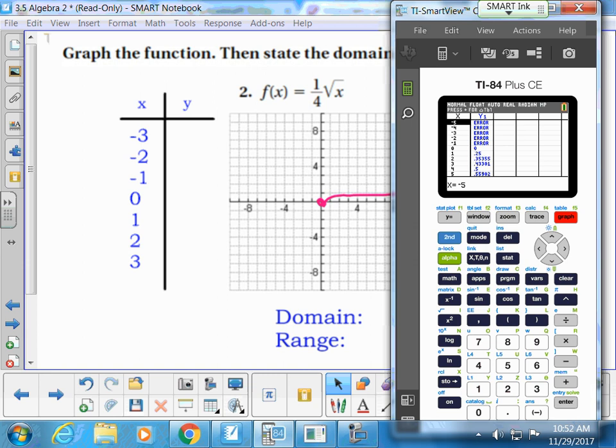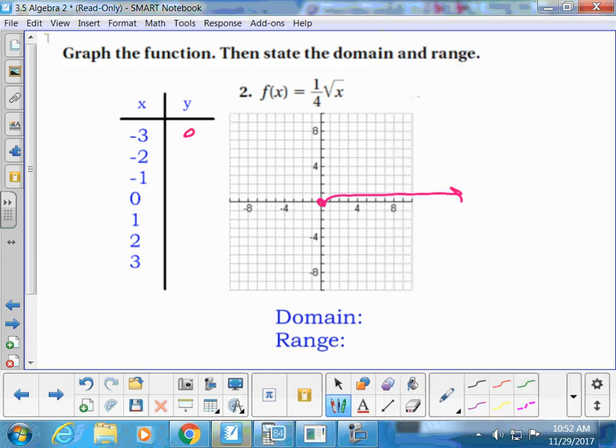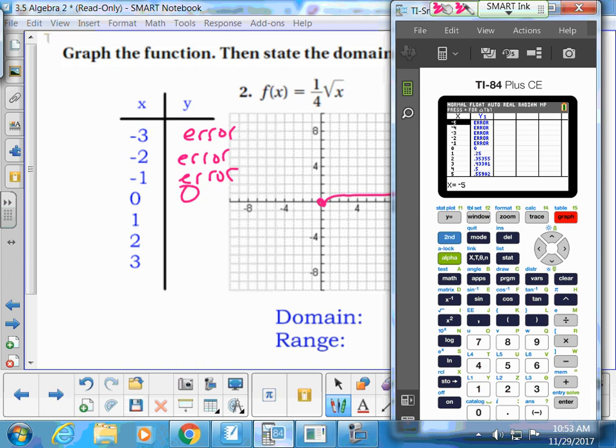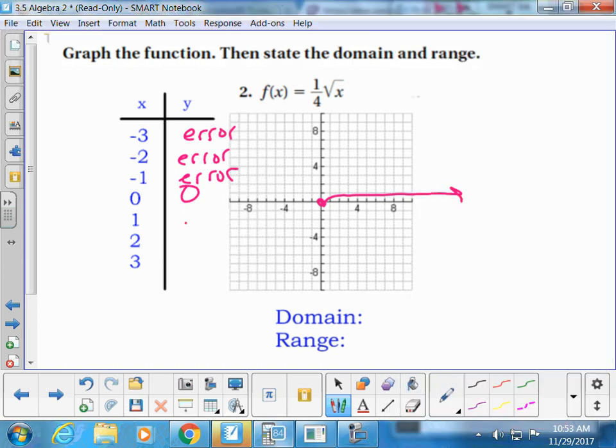So don't call me over during your quiz saying my calculator's broke, something's wrong. It's literally going to be error. You can write error for the first few values, then it goes to 0, and then you can go ahead and fill out the rest. 0.25, 0.35, 0.43.